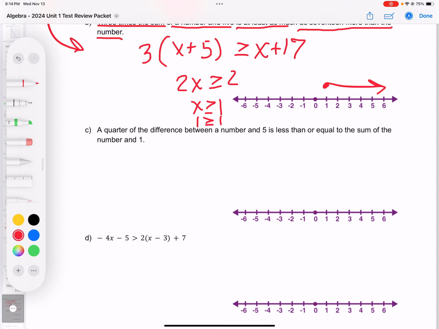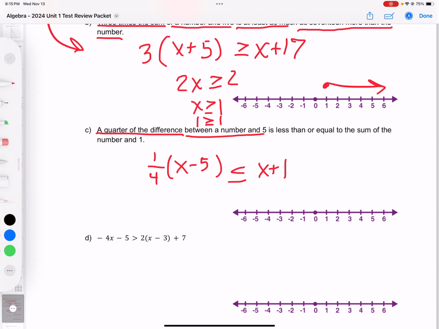A quarter of the difference. Again, I want 1/4 of some difference. I don't know what the difference is yet because I did not continue reading, but I want 1/4 of the difference. So 1/4 of the difference between a number and 5. There is the difference between a number and 5, and this is a quarter of the difference between a number and 5. That's less than or equal to the sum. The sum of what? The sum of a number and 1.